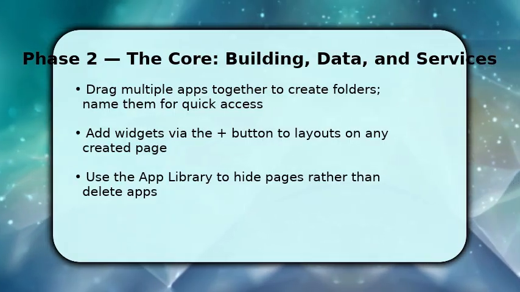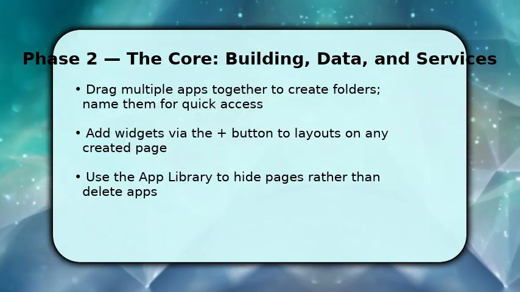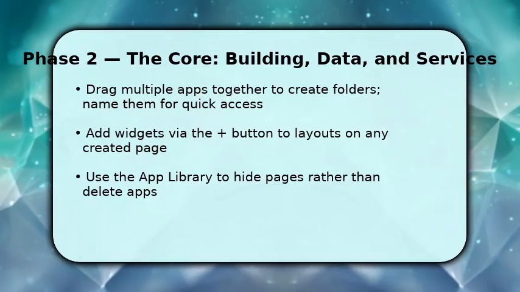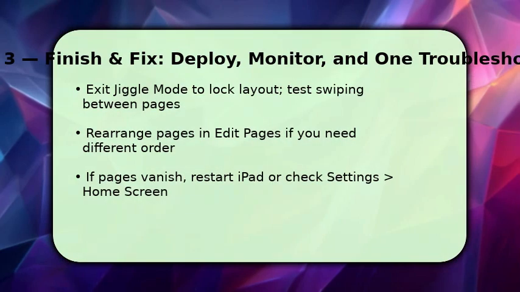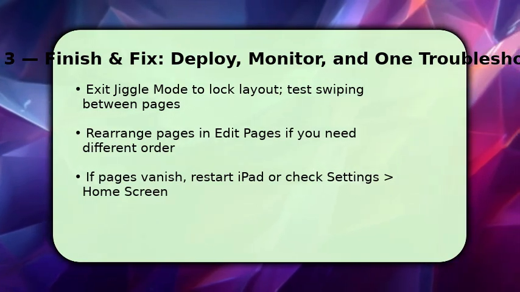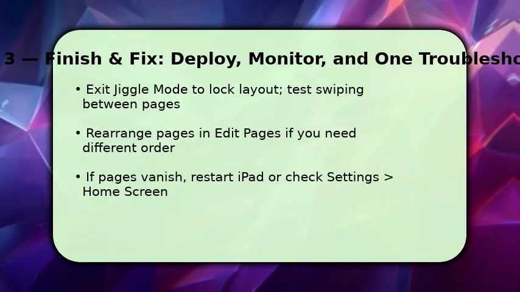Once arranged, use App Library to remove pages from view if you don't need them visible, rather than uninstalling apps, which preserves setup. Finish by pressing Done or tapping the home area to exit jiggle mode. This locks your layout so swipes switch pages smoothly.